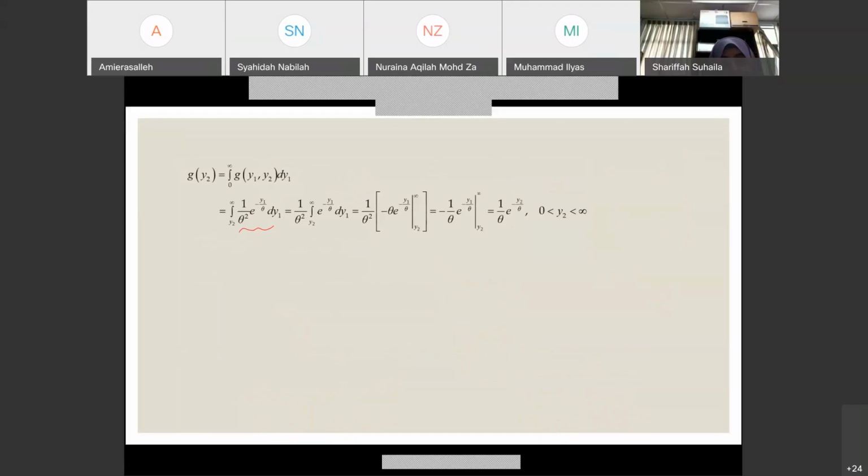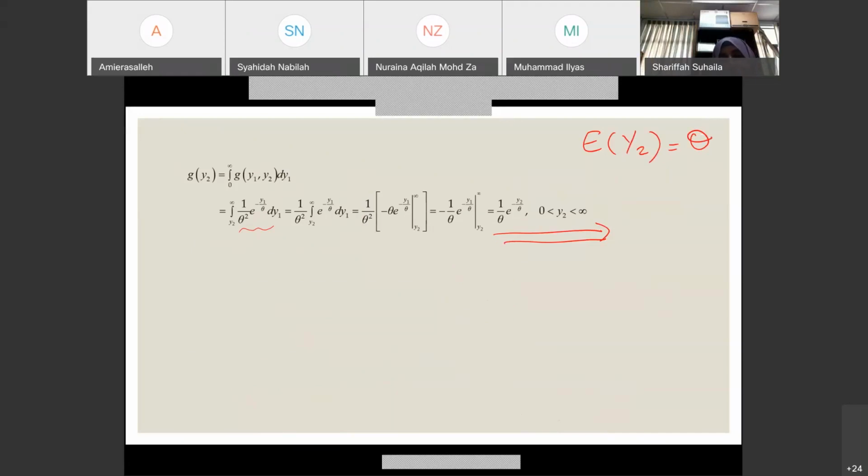Okay, selesaikanlah. You have 1 over theta square, integrate exponential negative y1 over theta, with respect to y1. So selesaikan dia punya kamiran. And last you have this one. So this is marginal function for y2. Kenapa kita dapatkan marginal function for y2? Because you want to show that y2 is unbiased estimator of theta. So that means you want to show that expected value of y2 is equals to theta.